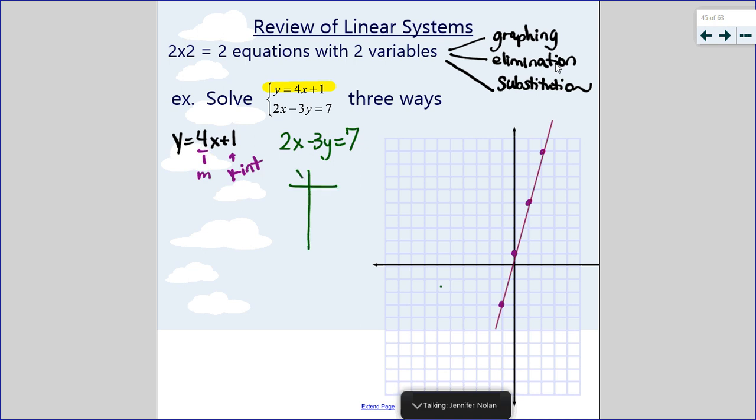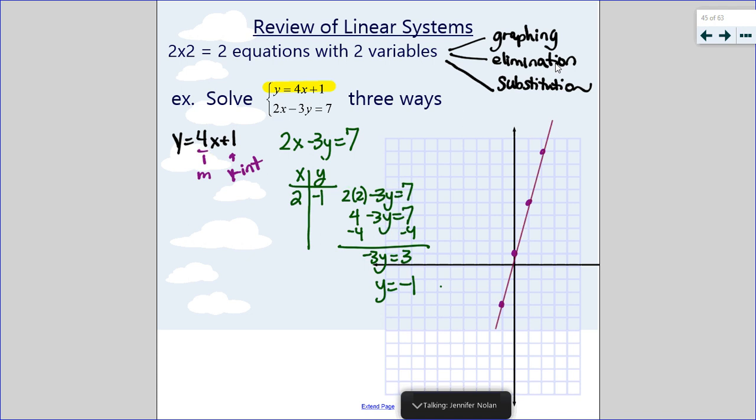Let's see. If I try and pick some points, what if x is 2? If x is 2, I would get 2 times 2 minus 3y equals 7. So I get 4 minus 3y equals 7. Subtract 4 on both sides. Oh, this is going to work. Negative 3y equals 3. So y is negative 1. So that's cool because that one gives me a whole number for both, which will make it a little easier.